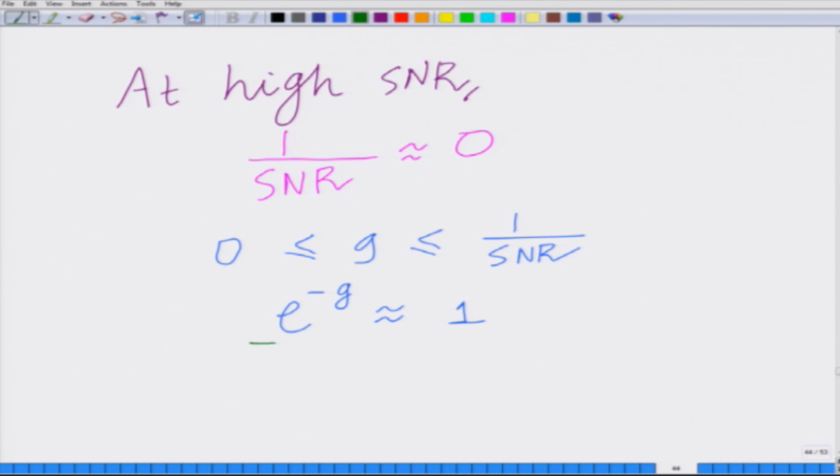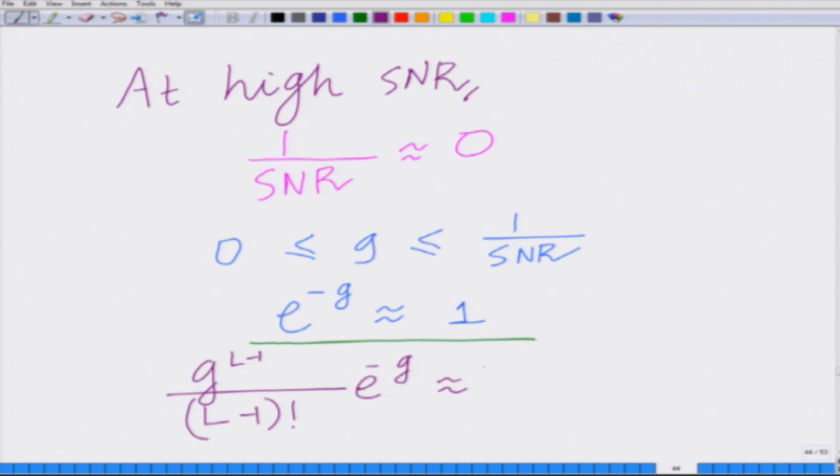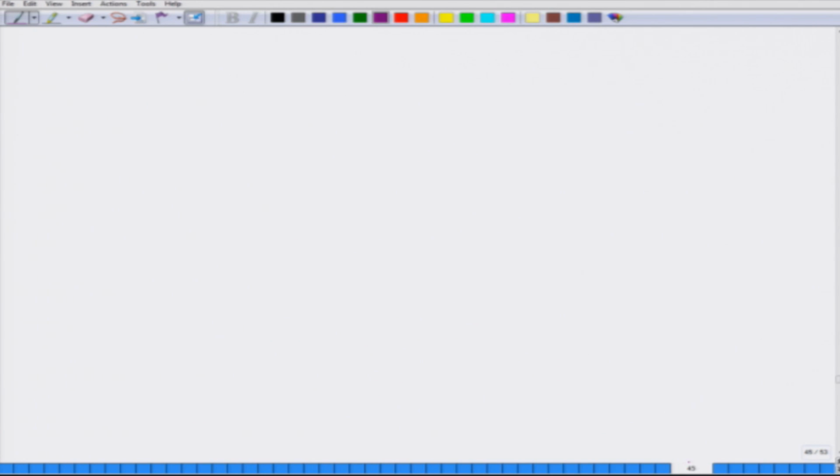Therefore, since 1 over SNR is small, g is between the limits 0 and 1 over SNR, and therefore e to the power of minus g is approximately equal to 1. And therefore, g to the power of L minus 1 divided by L minus 1 factorial times e to the power of minus g is approximately equal to g to the power of L minus 1 divided by L minus 1 factorial.